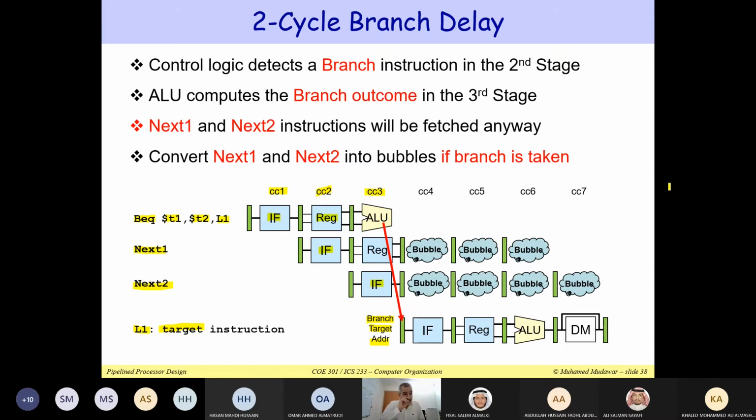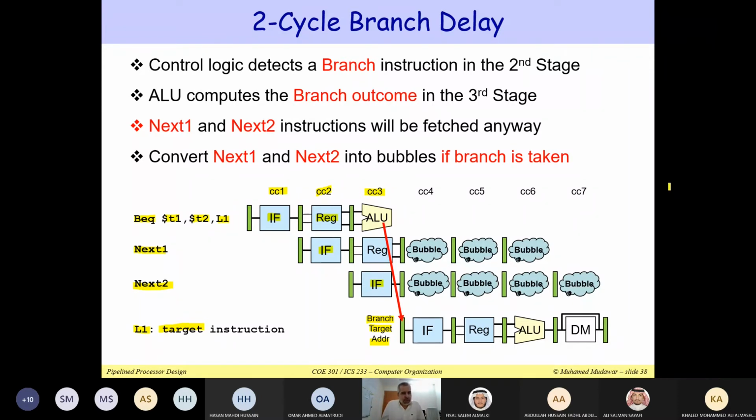So therefore, this requires a different solution. We need to fix the pipeline in a different way, specifically to deal with the jump and the branches. So we allow the instructions to be fetched, but we convert them into bubbles. That's a different way to handle the branch and the jump instructions. Remember, in the case of the jump, the delay is just 1 cycle. In the case of the branch, it is 2. So we need to get rid of the next one and next 2.